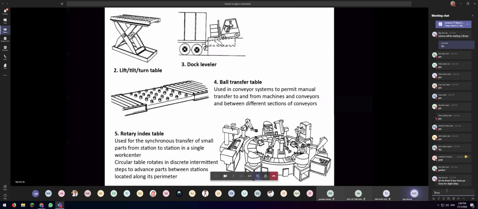Your rotary index tables, your ball transfer tables are other systems as well. So your ball transfer tables just allow manual transfer.